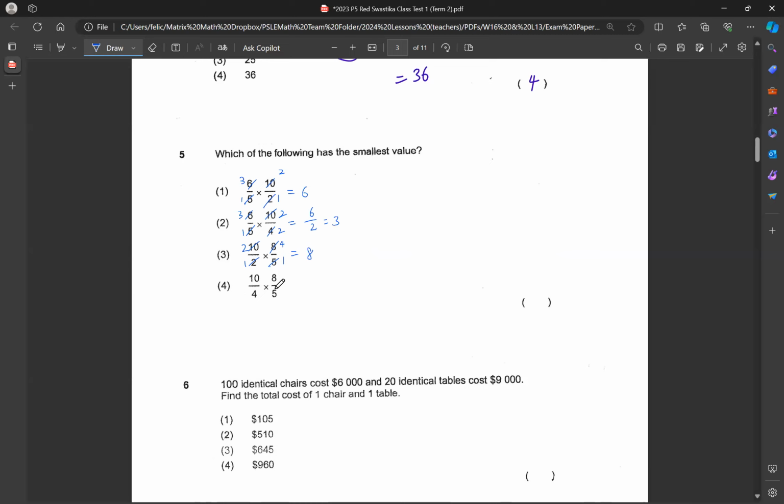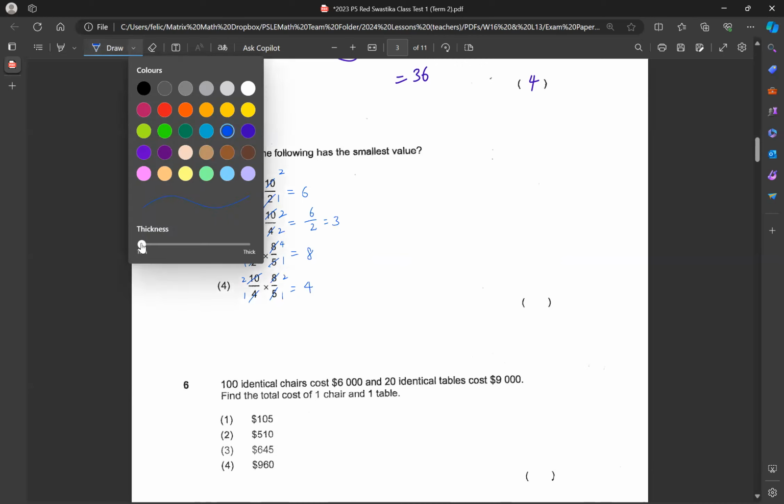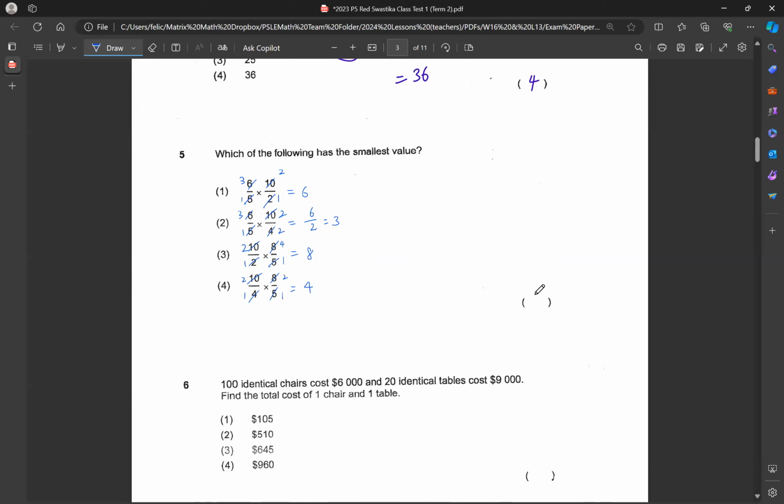Last option, 5 and 10 cancel, become divide by 5 away. 4 and 8 can divide by 2. Sorry, can divide by 4 actually. Okay, so 4 and 8 can divide by 4. Let's do that. Okay, so top times top, bottom times bottom, this gives us a 4. So as we can see, the option that gives us the smallest value is option 2. It gives us a 3.